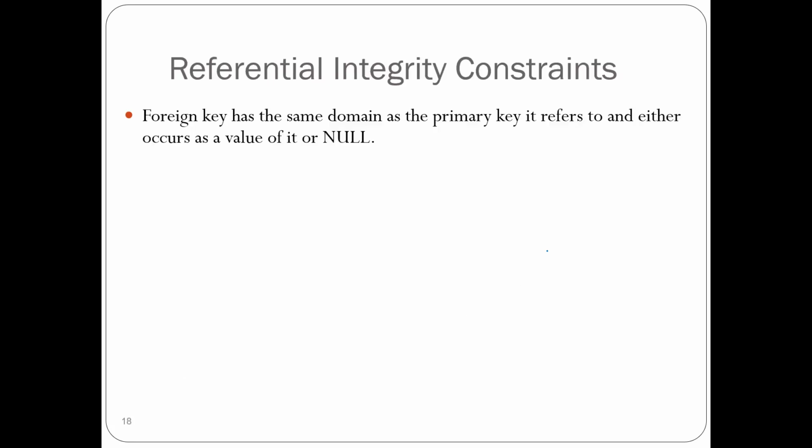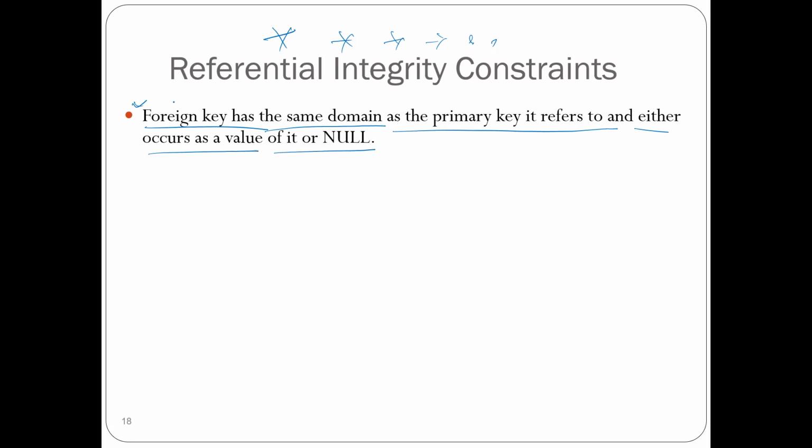Now, the most important thing is referential integrity constraint. What is it? Okay, so it relates with the foreign key thing. So it says that a foreign key has the same domain as the primary key it refers to, and either it occurs as a value or it is null, right? So that is a very important statement.